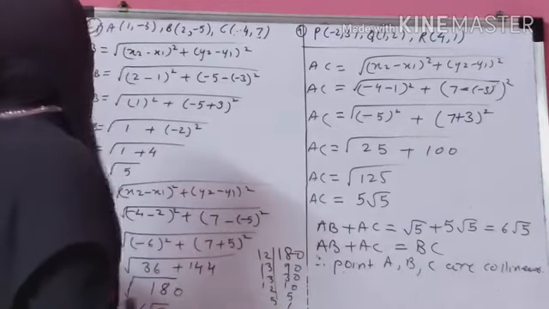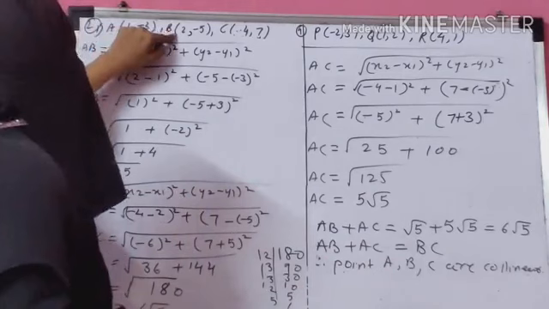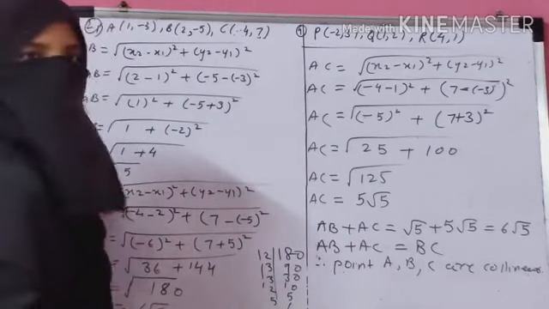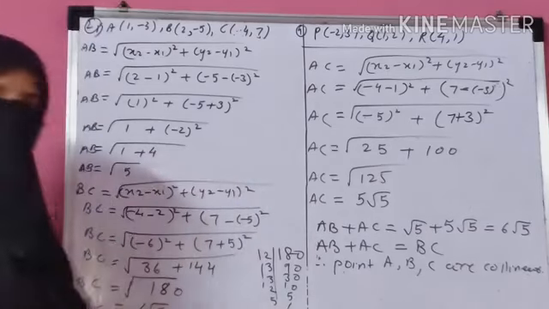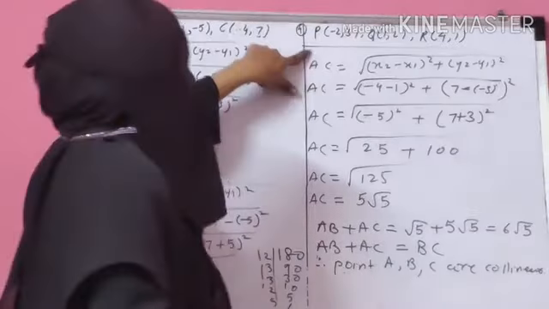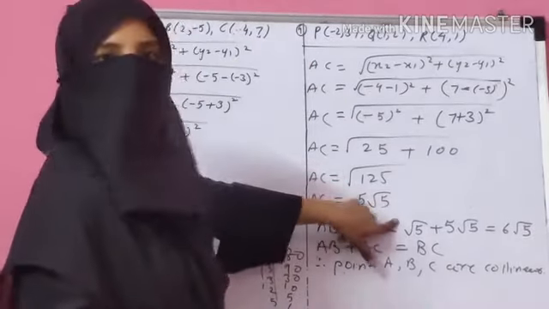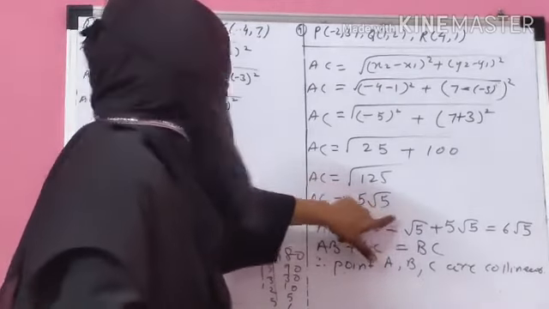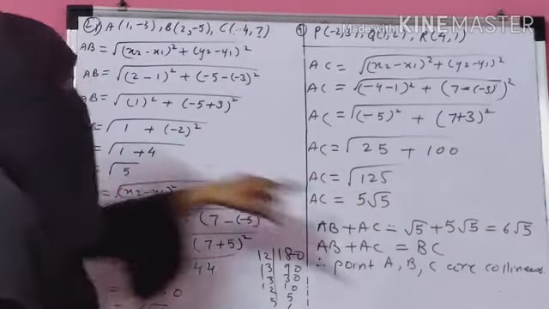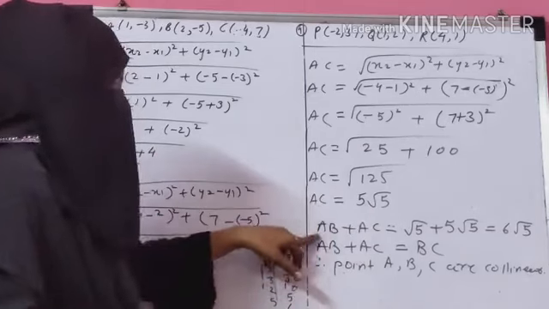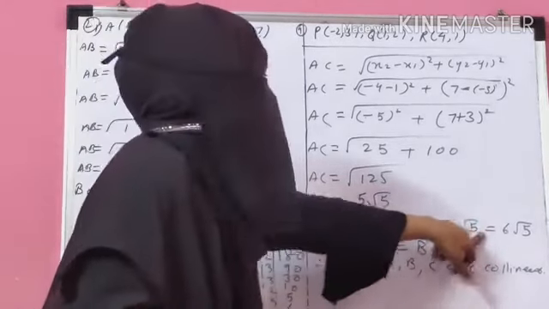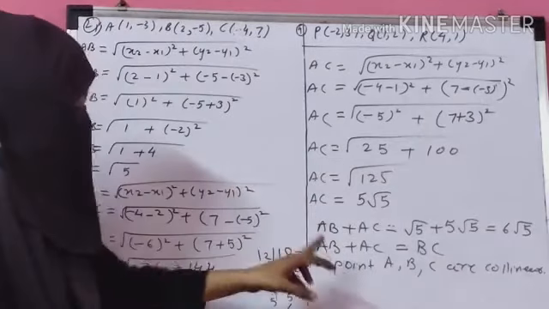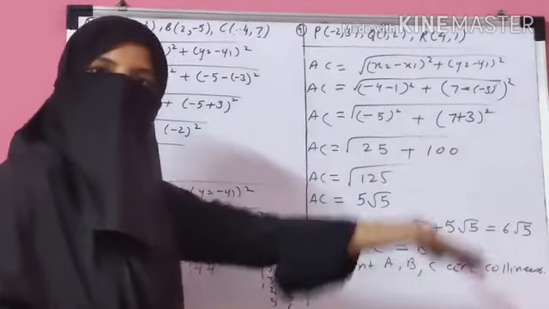Got it? So here first of all we find distance AB. Distance AB we get root 5. Then we find distance BC. Distance BC we get 6 root 5. Then we find distance AC. Distance AC we get 5 root 5. Now here the smaller distances are root 5 and 5 root 5. Then add them. That means AB plus AC. Root 5 plus 5 root 5 is total 6 root 5. That means AB plus AC is equal to BC.